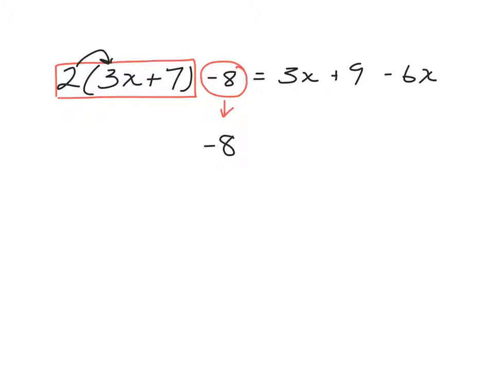So 2 times 3 is 6x, and positive 2 times positive 7 will make a positive, so 2 times 7 will make 14. So I'm left with 6x plus 14 minus 8.